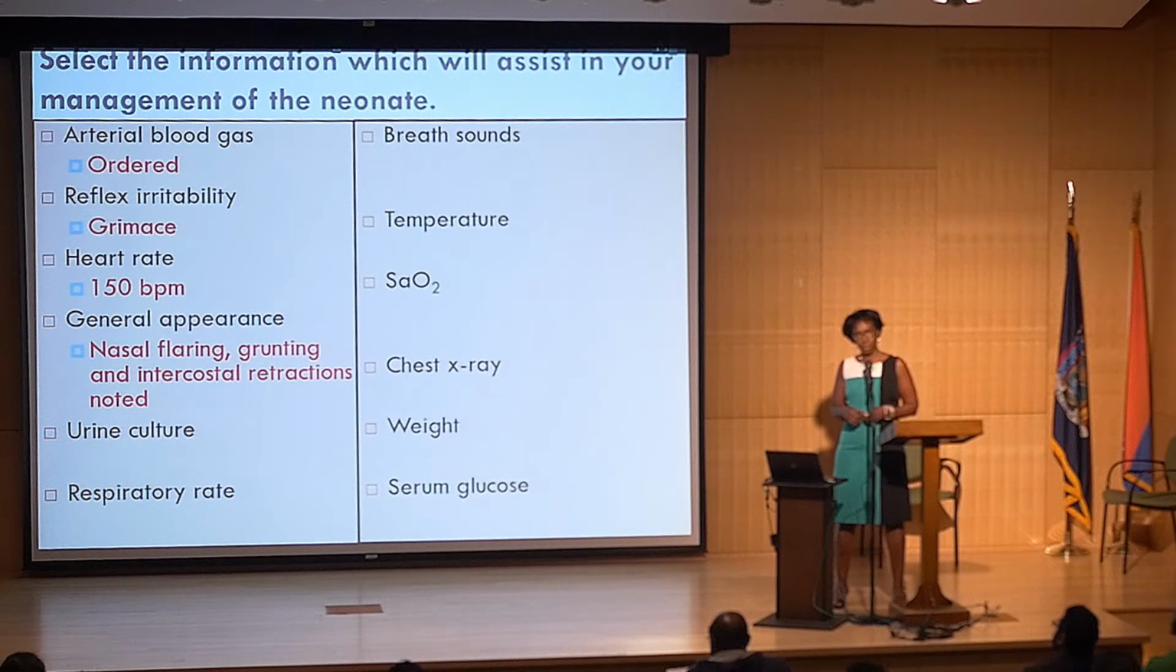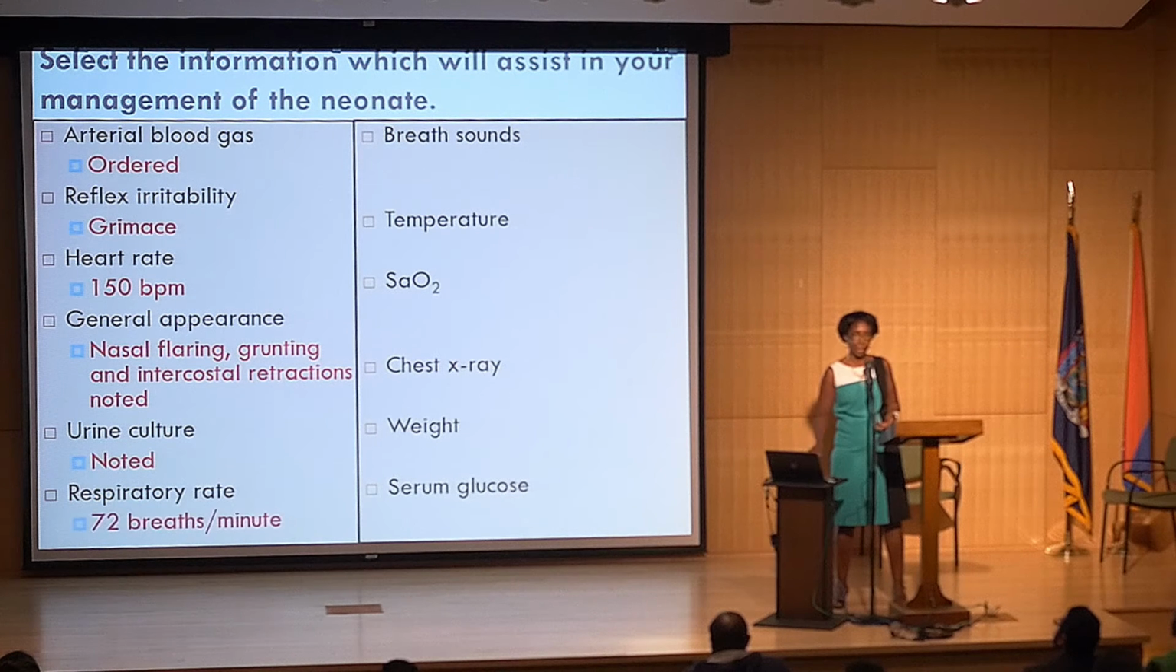A urine culture. Do you really need a urine culture? No, you don't need a urine culture. Respiratory rate. You do know what the respiratory rate is, because the last time the baby was gasping in the delivery room. So what is the baby doing now that the baby's in the neonatal intensive care unit? It's 72 breaths per minute. We know that a baby's normal respiratory rate is between 40 to 60 breaths per minute. So this is a little elevated. So this is another indication that this baby's in distress.